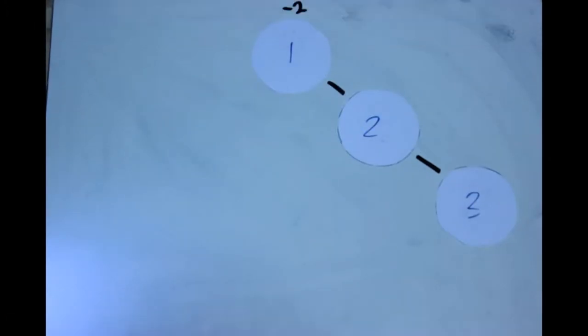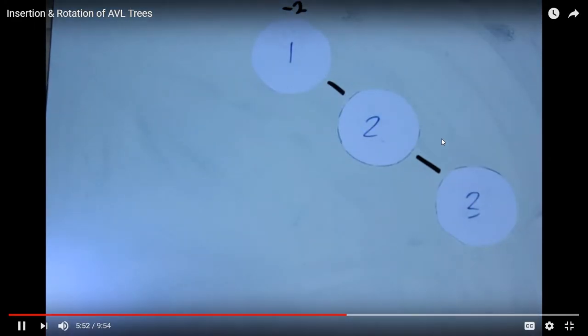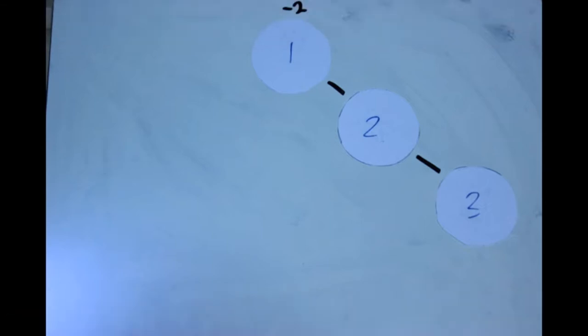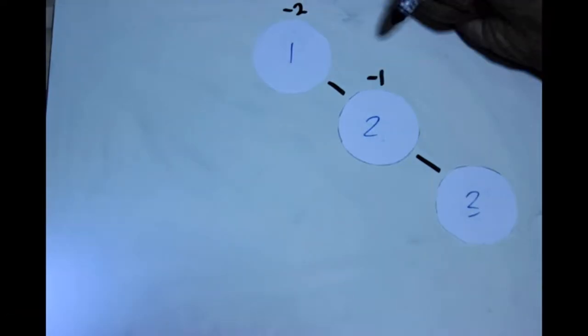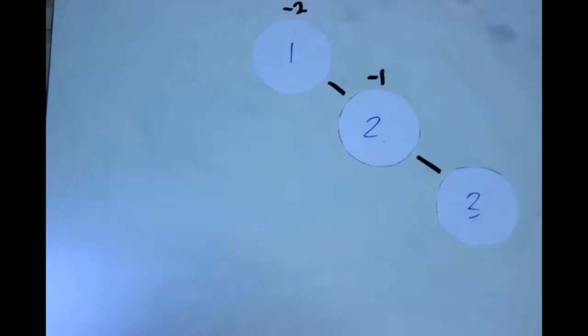Now, if the balance factor of a node is negative 2, that means that the right subtree is greater than the left subtree. Now check the balance factor of the right child. If the balance factor is equal to negative 1, perform a left rotation.